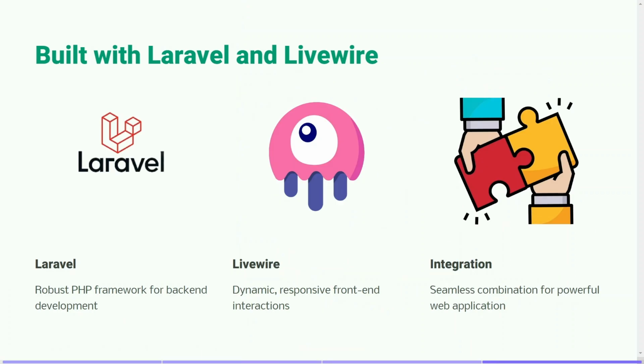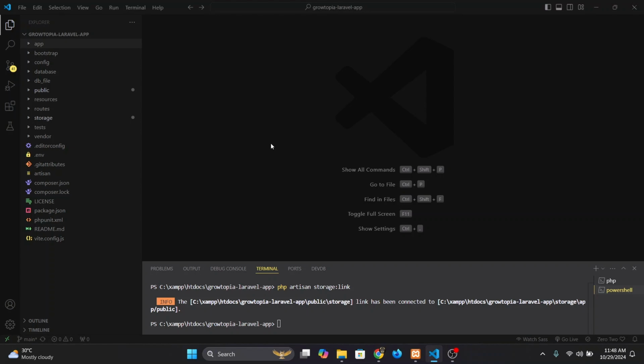When it comes to the technologies used to build this project, in Growtopia we use Laravel, a high-level PHP framework that supports stable and scalable backend infrastructure, and also Livewire 3 to enhance interactivity, enabling real-time updates and seamless user experience. When it comes to the file system of this product, Laravel utilizes model view controller architecture.